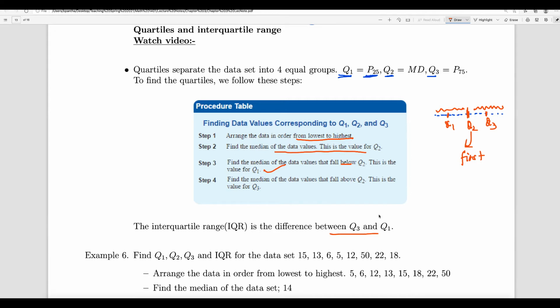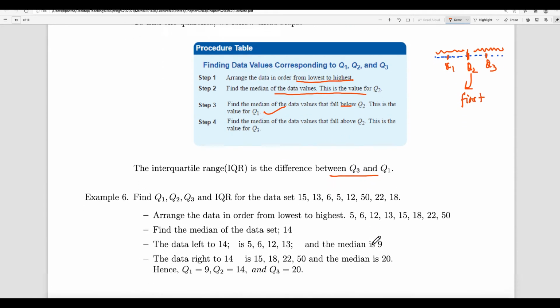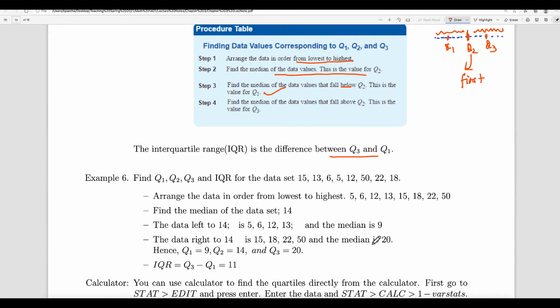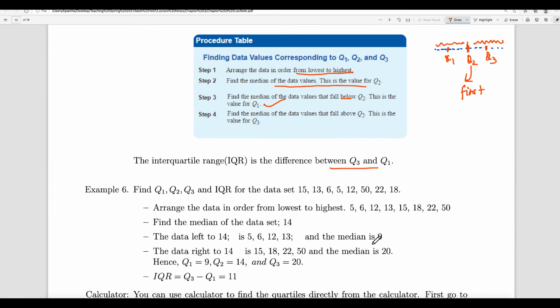Let us see one example to find Q1, Q2, Q3 and the interquartile range. Find Q1, Q2, Q3 and the IQR for this data. First of all, let us arrange the data in increasing order. Then find the median. How many data points are there? 1, 2, 3, 4, 5, 6, 7, 8. There are 8 data points, an even number of data points.